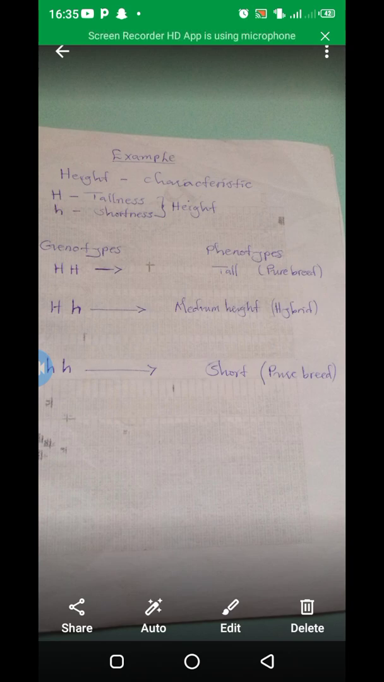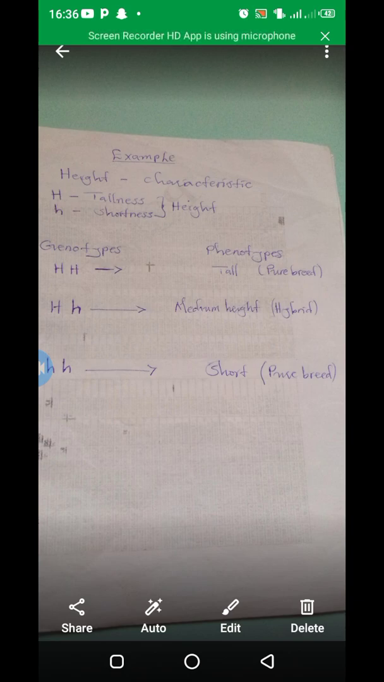So we have this here on this side where I've written genotypes. Those are the three possible genotypes, and they bring out the effects of the phenotype. Phenotype is what we see in the outside appearance. For homozygous dominant, we have a tall person there. Heterozygous, you have a medium or a person who is tall or medium, and then for homozygous recessive, you have a short person there.